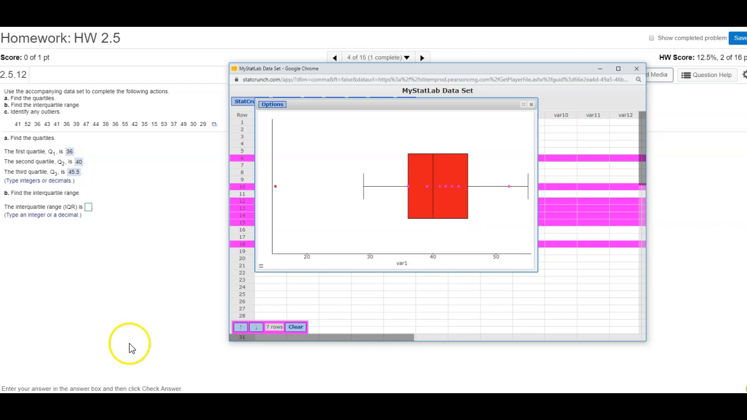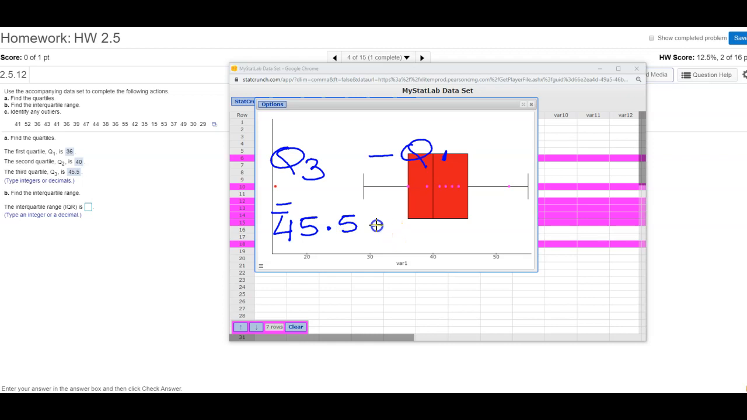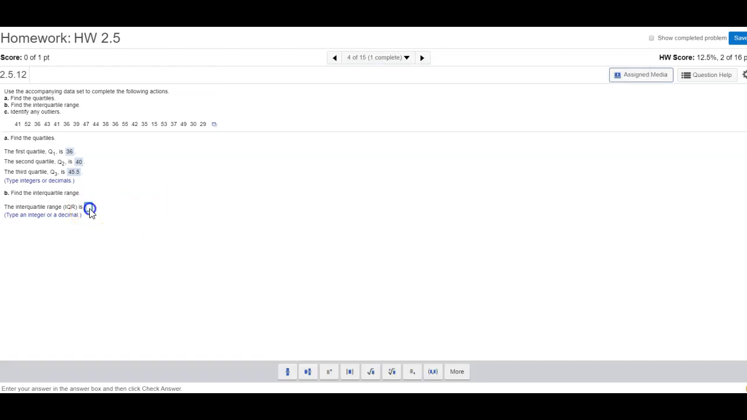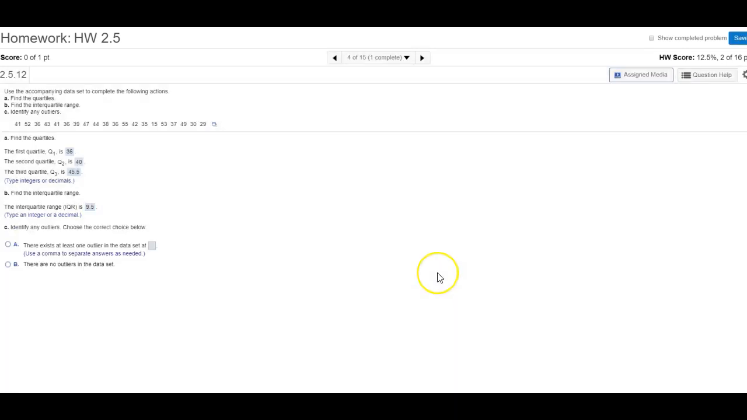So your IQR here is simply Q3 minus Q1. Whatever is your Q3, which is 45.5, minus 36, that is going to be your IQR. Okay, so I'm simply going to click this one here and move your mouse. You see my interquartile range is 9.5. So 45.5 minus 36 is 9.5. Perfect.